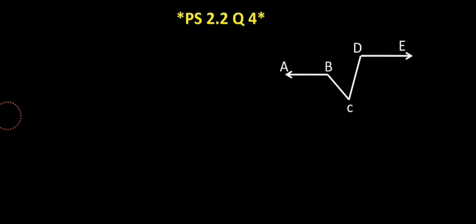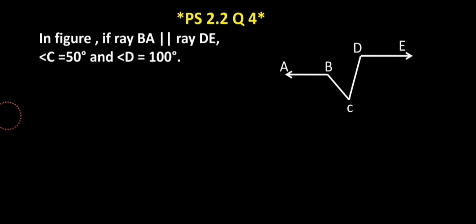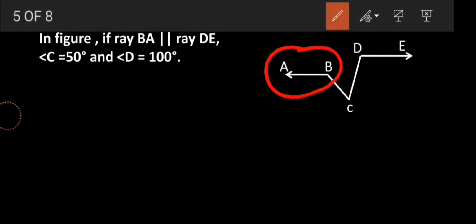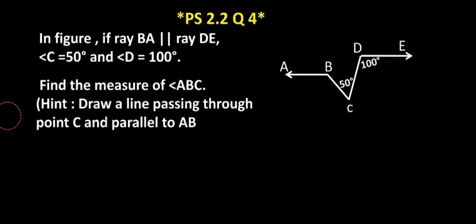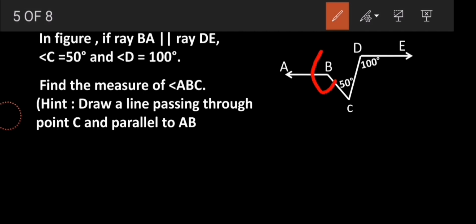Question number 4 diagram is in front of you. The question says, in the figure, ray BA is parallel to ray DE over here. And angle C is 50 degrees. Where is angle C now? Yes, angle C is 50 degrees and angle D is 100 degrees, given to me. And now I need to find the measurement of angle ABC over here.